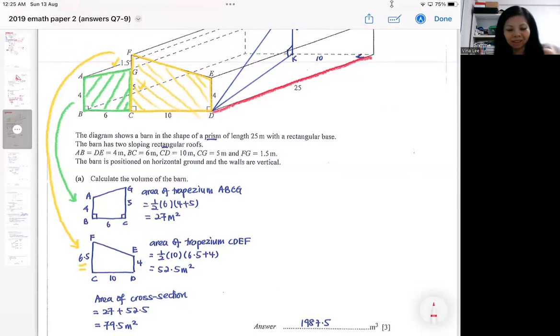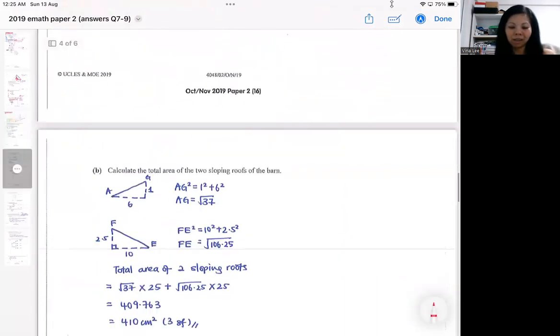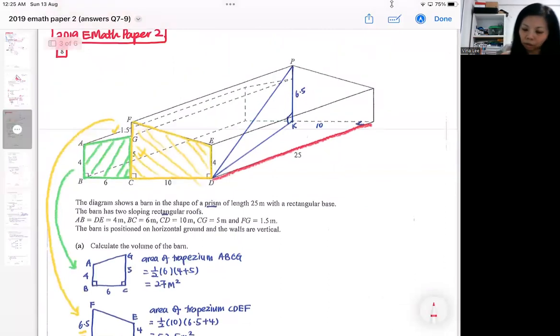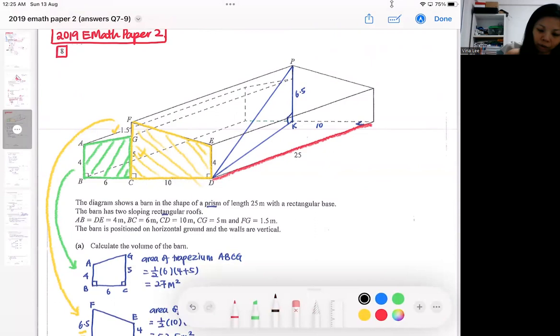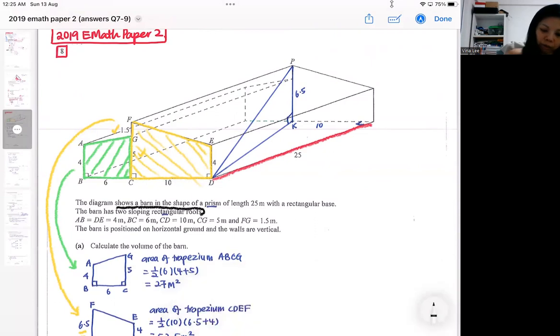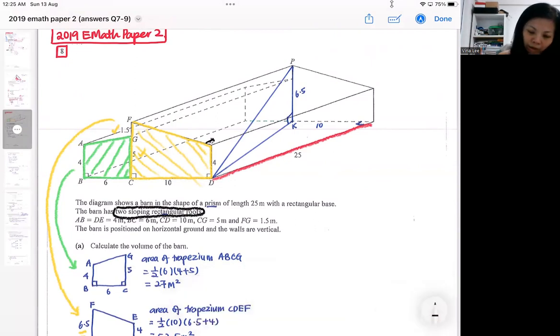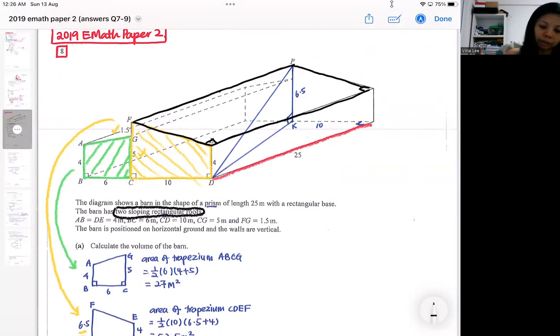Okay, the difficult part is subsequently, they are asking for the sloping roof. There are two roofs that you need to take note of. The question also mentioned that it has two rectangle sloping roofs. Being a rectangle, that means there's just a 90 degree here. So there will be this piece of rectangle, and there'll be a bigger piece. This piece is more visible to you. So I'm going to talk about this piece first.